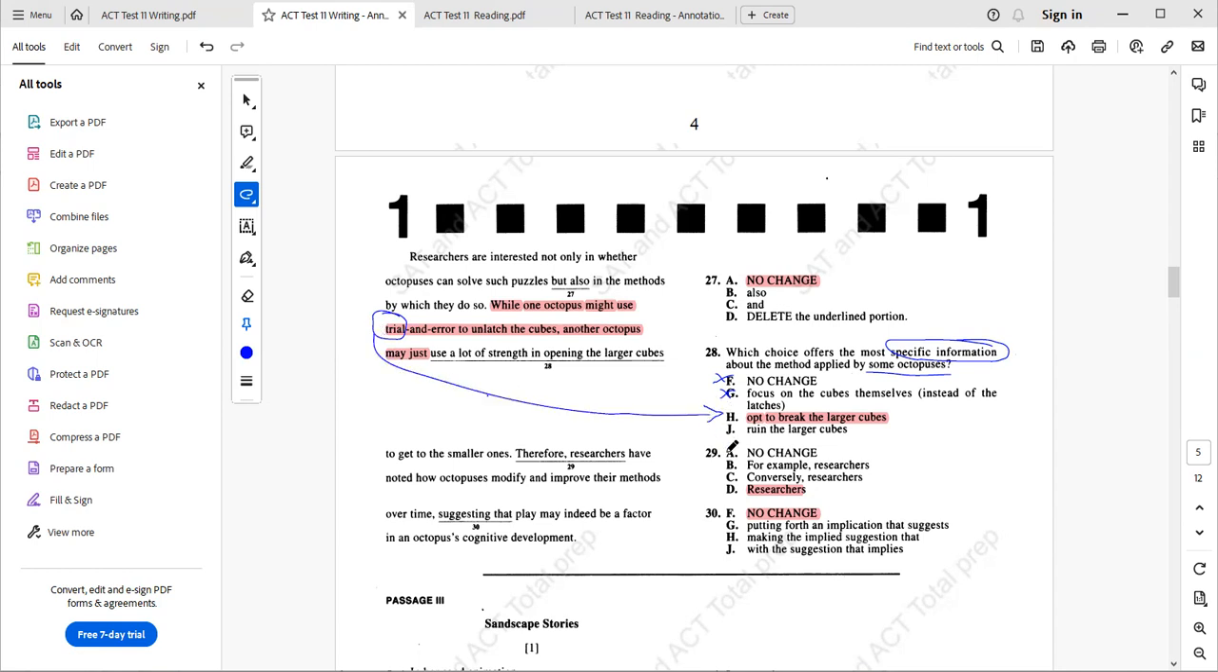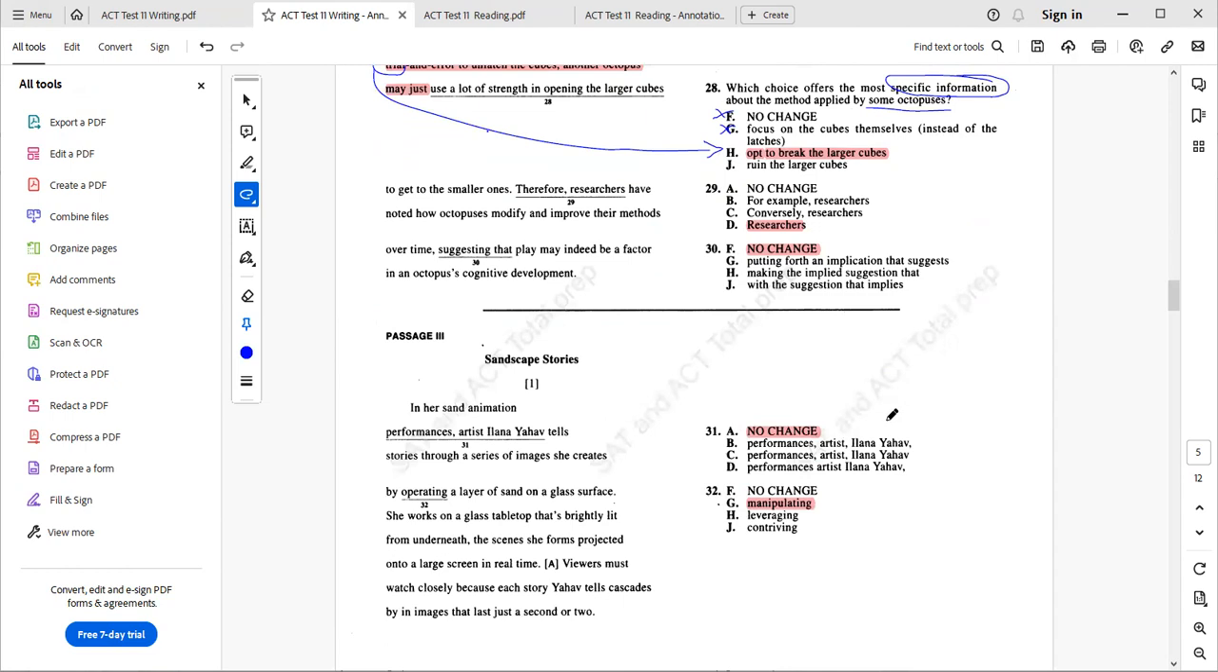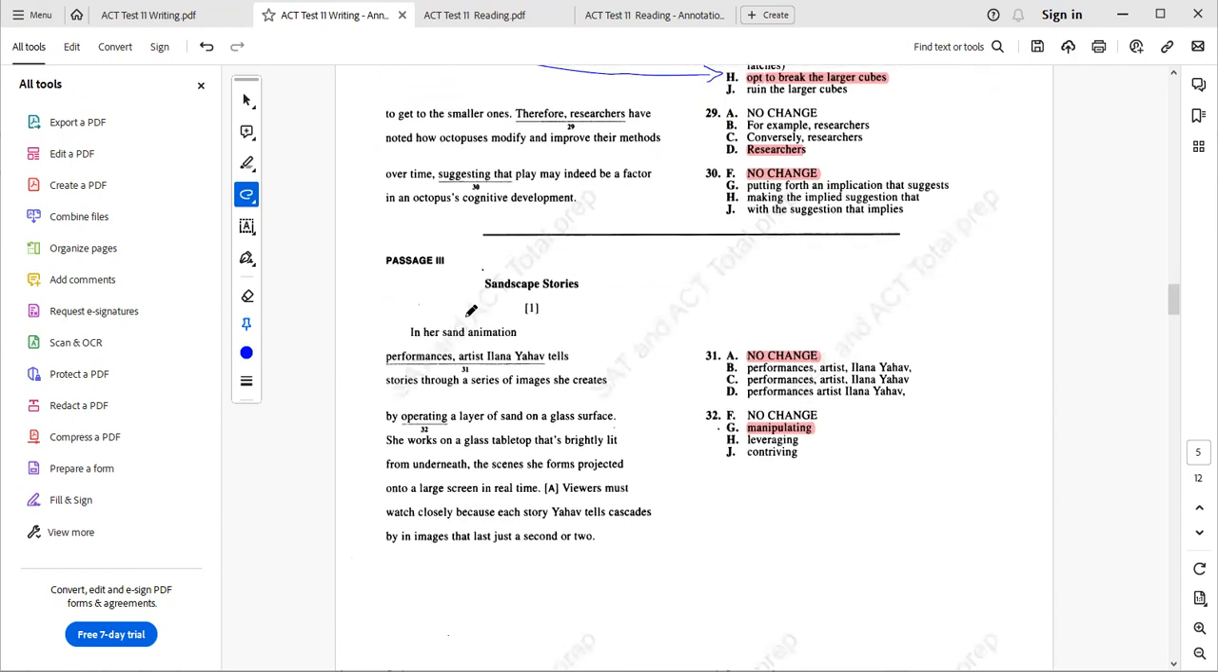Come from the word option. And here he said trial and error. So it's better to take up to break the larger cubes. 29, you got it right. 30, you got it right. Thank you, streamer Adam. Who is passage 3?